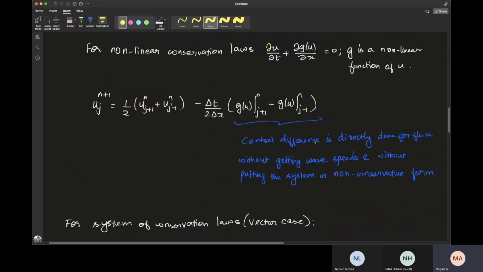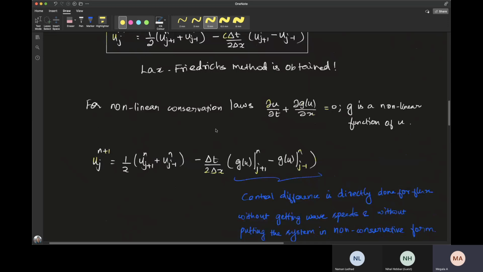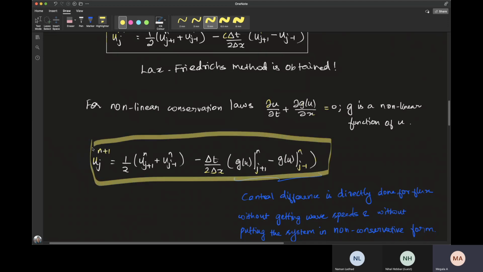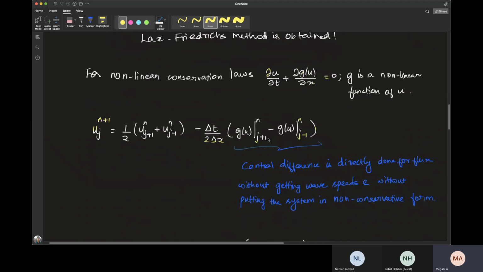Here, if we look at it, central difference is directly done for the fluxes, without getting the wave speeds and without putting the system in non-conservative form. So here we have a scheme, and G of u, that is the fluxes, are at j plus 1 and j minus 1. They are not at interfaces. They are at cell centers only. So this whole equation can obviously be used all the time without any further working out of fluxes at interfaces.